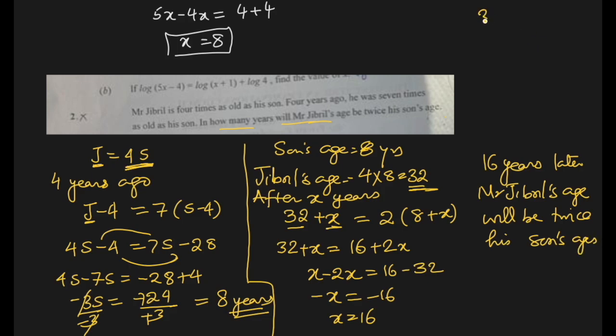After 16 years, he's 32 right now, plus 16 makes it 48. His age will be 48. Son's age is 8 plus 16, 24. 48 is twice of 24. Perfect. Our answer is correct.